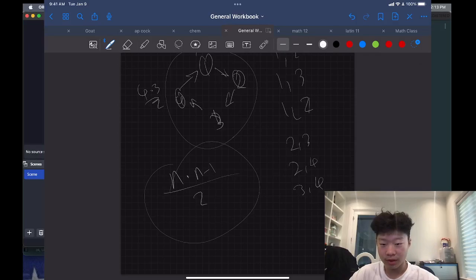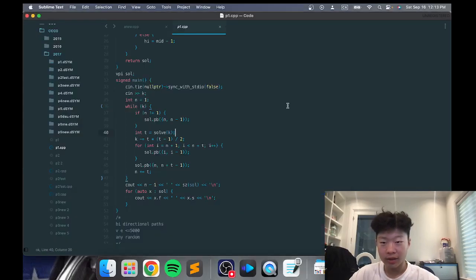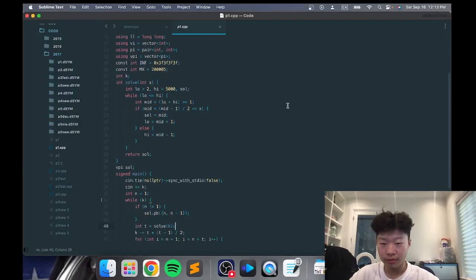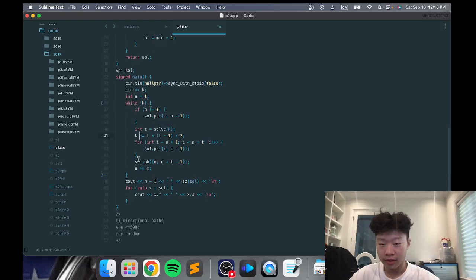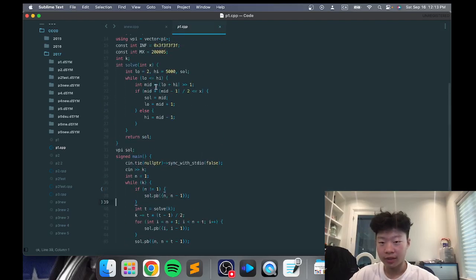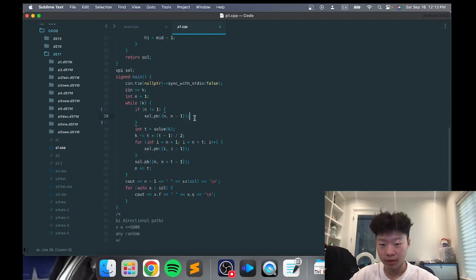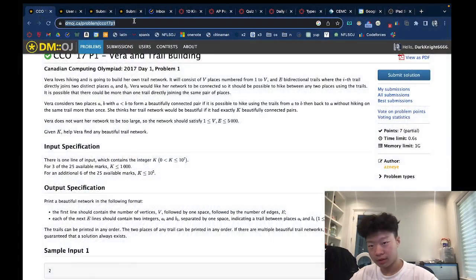Oh my god, I was about to forget again. Okay, here's the code. So you get the n, you binary search that, and then you just keep going. You just add, and then you add it into the answer. And the binary search is mid times mid minus 1 divided by 2. And then boom, you're done. Pretty simple, pretty easy.